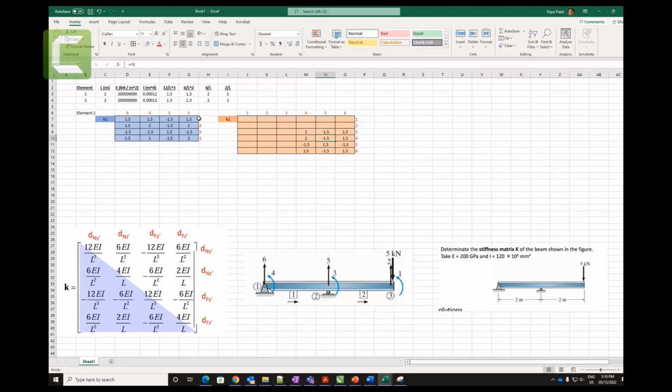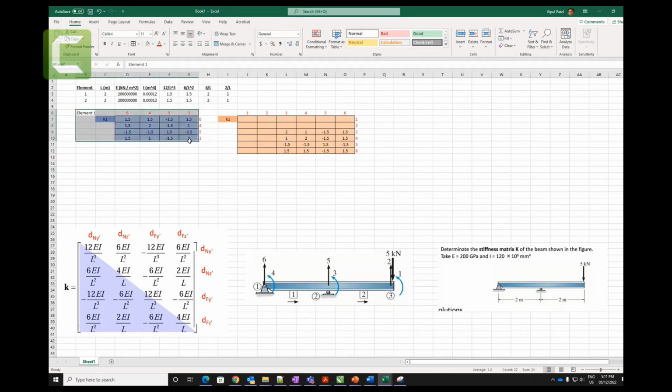Then 3, 6. Sorry, this one, 3, 4. 3, 5. 3, 3. All done, right? Just leave all the other ones as 0 or just leave them empty. That should not be any issue.